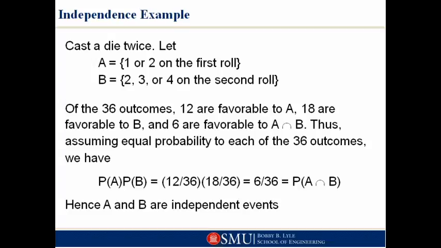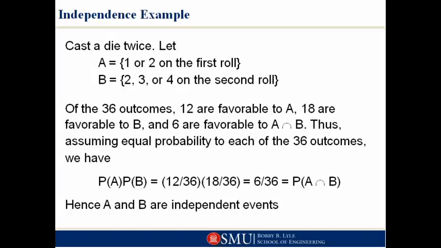Of the 36 outcomes, and this goes back to our product rule that we talked about before, how many different outcomes could we possibly have? On the first roll, we could have 6 different outcomes. On the second roll, we could have 6 different outcomes. And so 6 times 6 is 36. N1 times N2 is equal to 36. How many are favorable to A? 12 of the outcomes are favorable to having a 1 or 2.